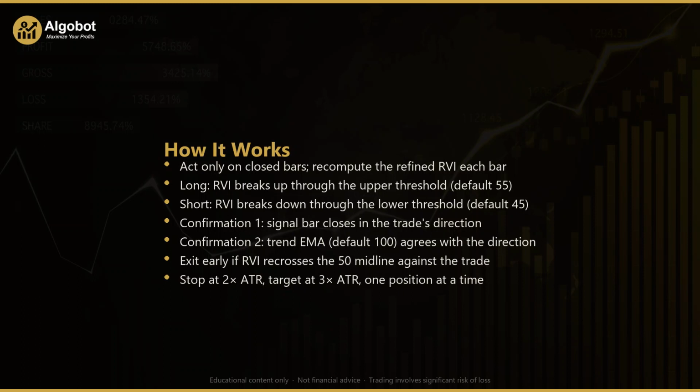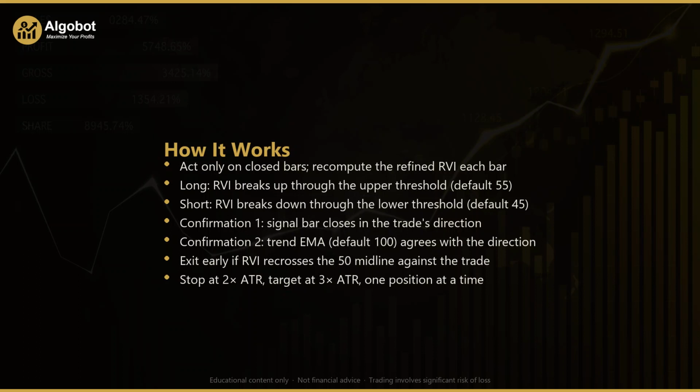Let's walk through the exact rules this expert advisor follows. First, it only acts on fully closed bars, so it never reacts to the noise of a still-forming candle. On each new bar, the strategy recalculates the refined RVI, which is the average of the index computed on the highs and the index computed on the lows. Rather than simply reacting when the RVI crosses the 50 midline, which would produce a lot of false signals in flat markets, the strategy uses a hysteresis breakout. This means it waits for the index to clear a band around the midline.